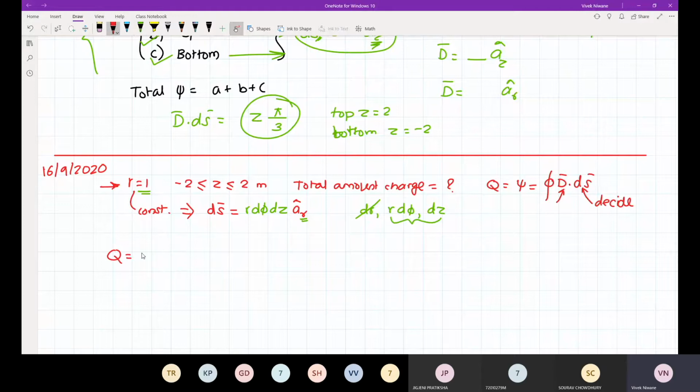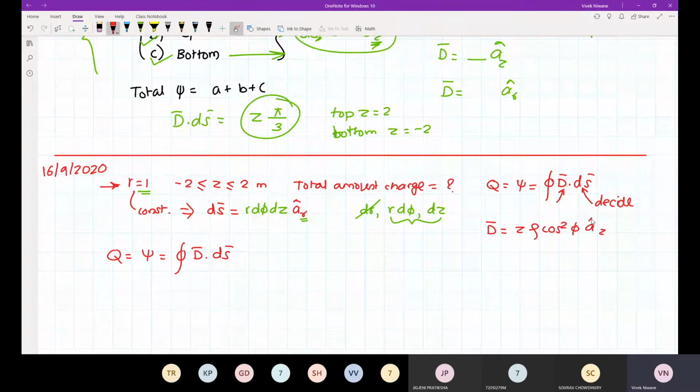So the total amount of charge, psi, is equal to the closed surface integration of D bar dot dS bar. In the given numerical we have the D bar expression as z rho cos square phi az cap coulomb per meter square. We will evaluate the dot product between D bar and dS bar, so we write z rho cos square phi az cap dot r d phi dz.